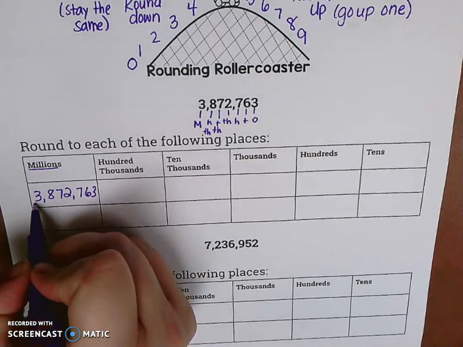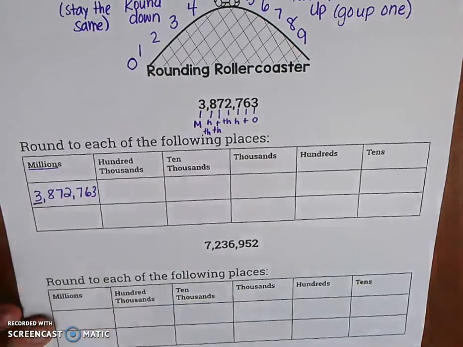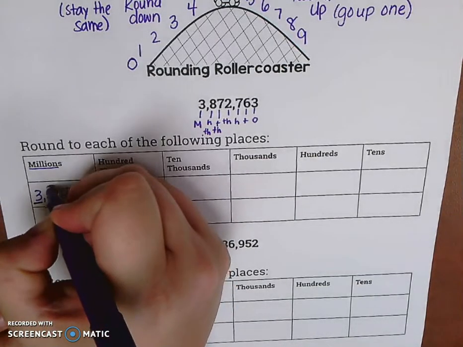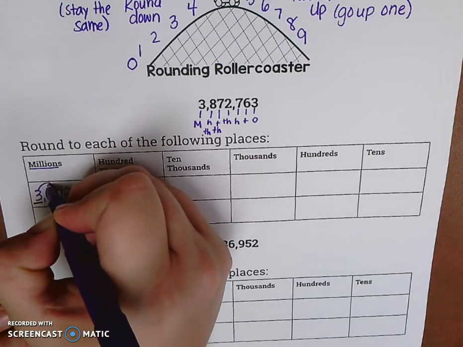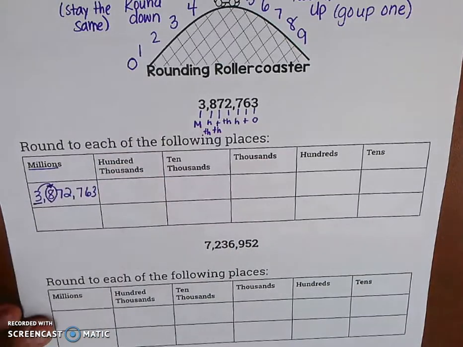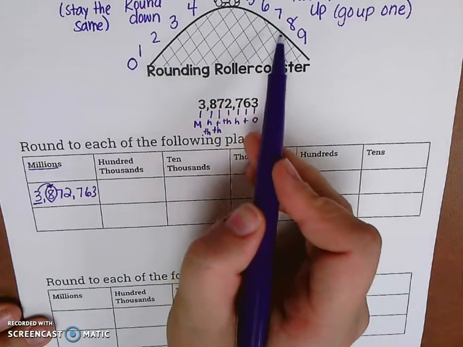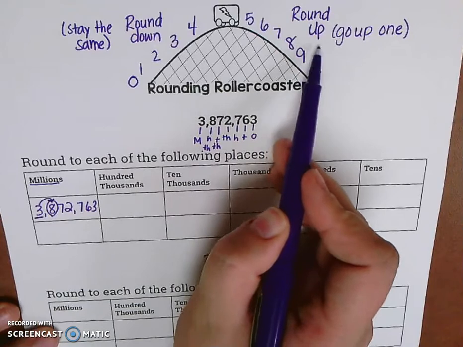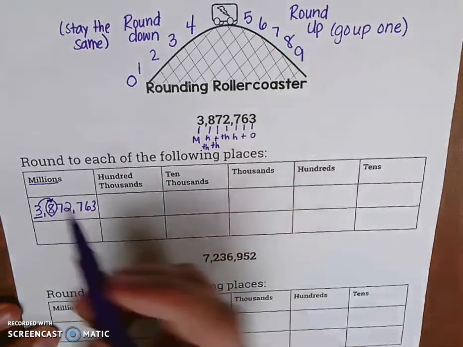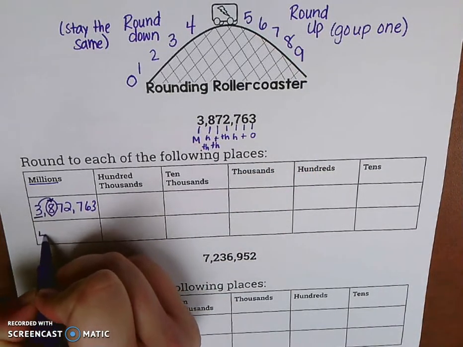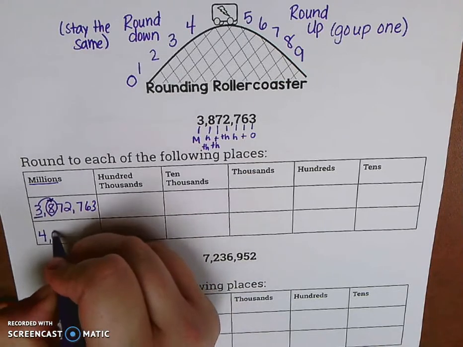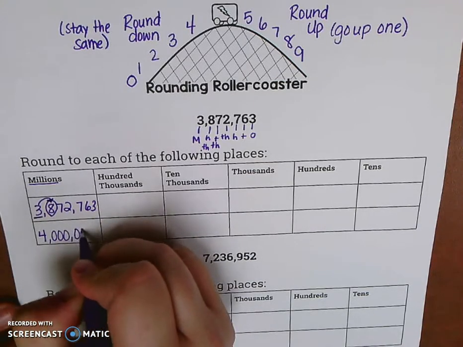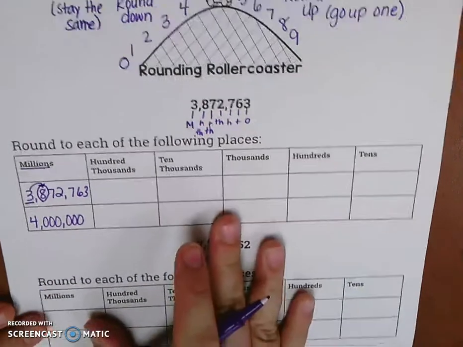So rounding to the millions place, I'm going to look to my millions place, which is right here. I'm going to check the number next to it. So I'm going to check right to the right of it, and it's an 8. So if I look at my rounding roller coaster, if the number to the right is an 8, that means I'm going to round up. I'm going to go up 1. So that 3 will become a 4, and the rest will turn to 0. So when I round it, it will become 4 million.